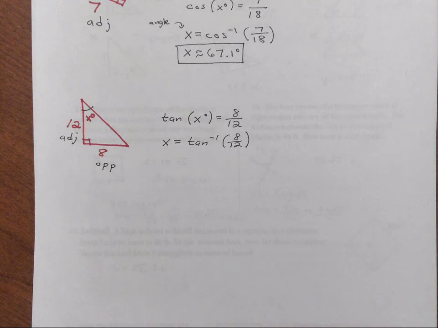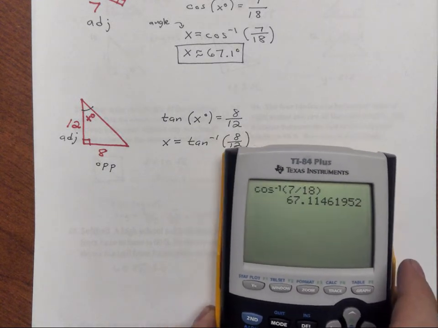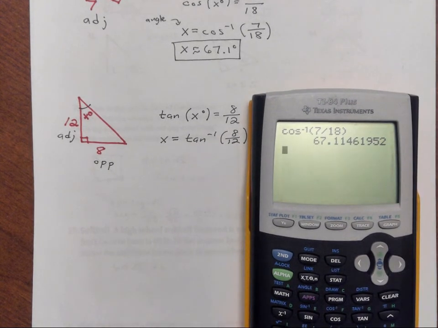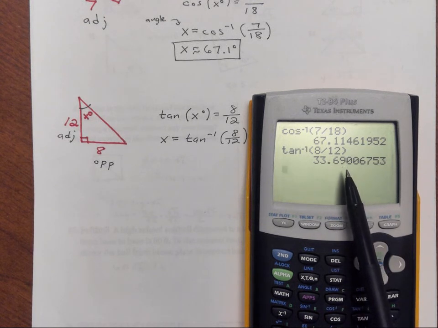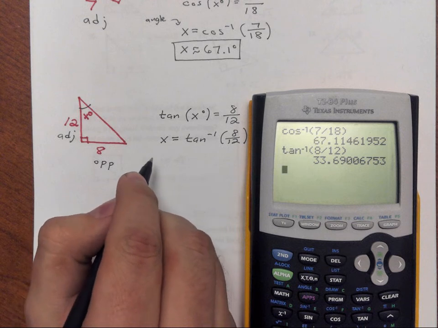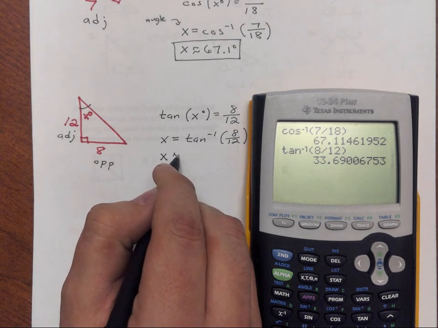Then I grab my calculator. If I had simplified 8 over 12, I would get the same answer that I'm about to get. Doesn't affect the answer. I will do the inverse tangent, so that's second tangent, 8 over 12. So this tells me that x is approximately, I have 33.69, so if I go to the nearest tenth, that is 33.7 degrees.